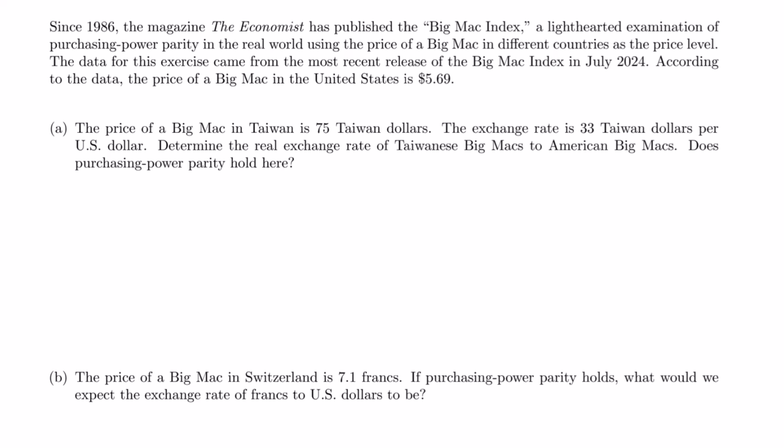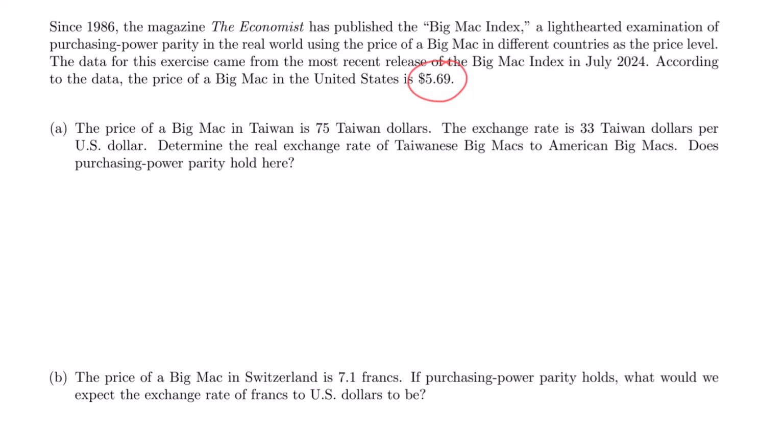First of all, we're going to need to remember that the price of a Big Mac in the United States is $5.69. Since we're going to compare the price of Big Macs in different countries to the United States, we're going to need to use that number. In Part A, we're told that the price of a Big Mac in Taiwan is 75 Taiwan dollars, and the nominal exchange rate is 33 Taiwan dollars per US dollar. So we're going to figure out the real exchange rate here.